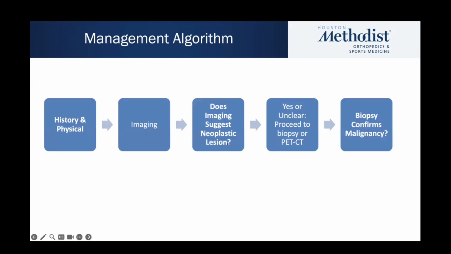So the management algorithm overall, as I mentioned, is obviously history and physical. We discussed the pertinent clinical findings for both insufficiency fractures as well as pathologic fractures. The imaging, again, the findings on MRI, X-ray, and CT that delineate between the two, and then in some cases going to PET-CT with the threshold of 4.25. And then really looking and seeing if that imaging suggests it. And of course, if it's equivocal, then we proceed to the PET-CT. And then lastly, biopsy.